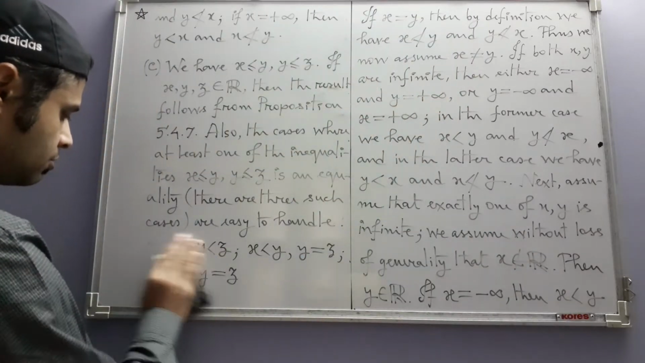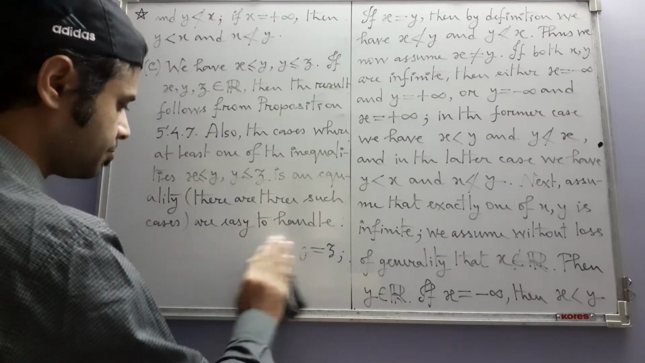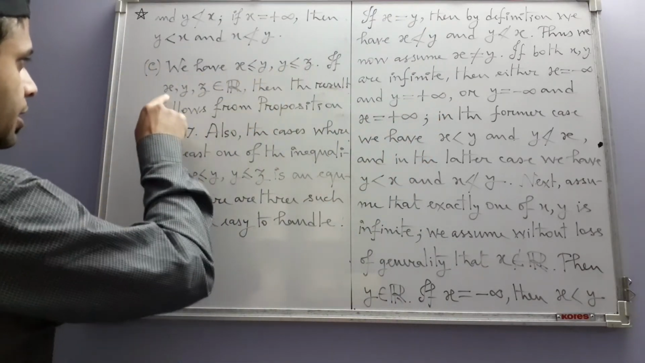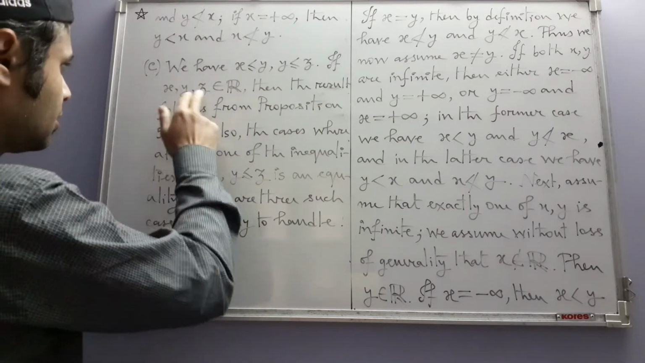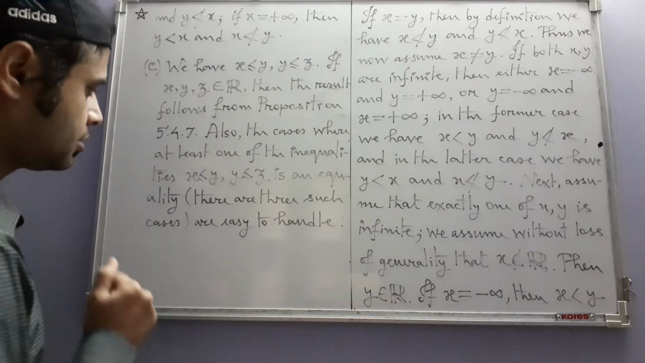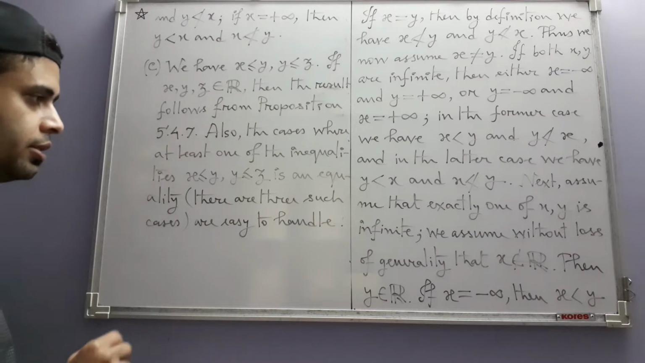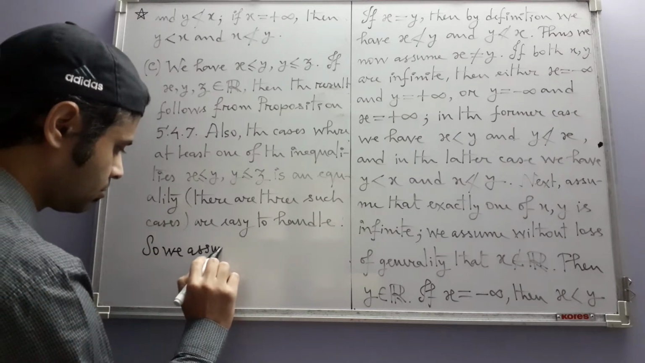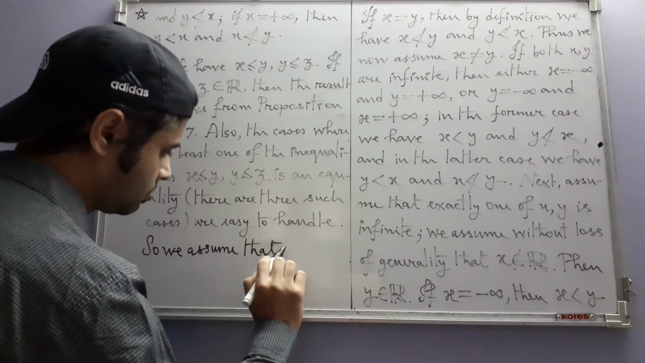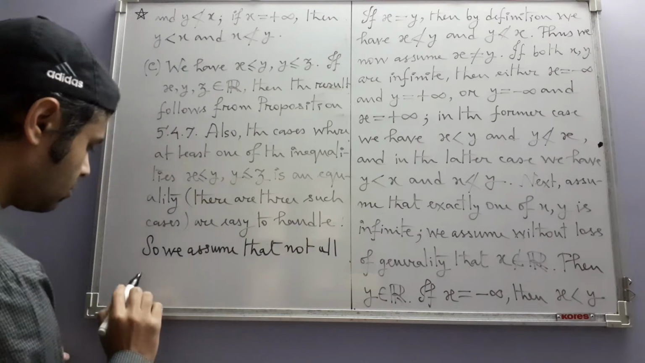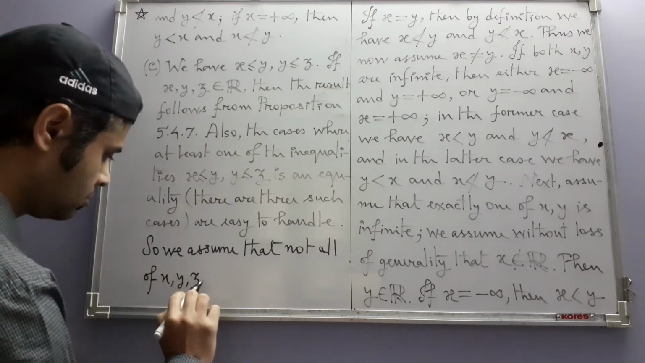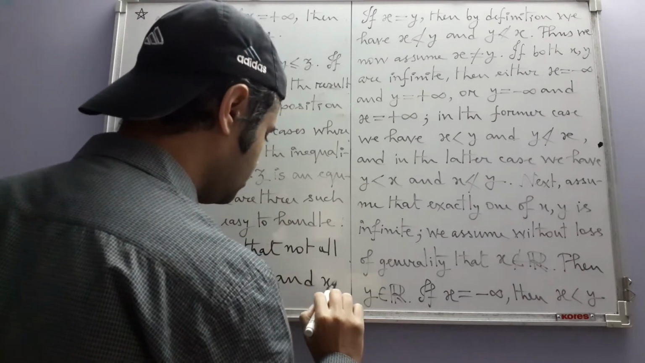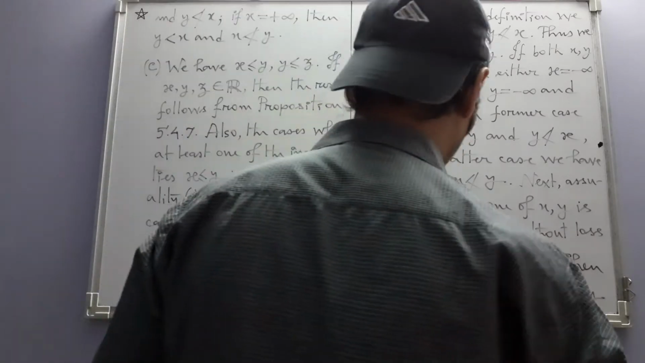Okay, so two things we can now say. One is that we can now assume that all three of these numbers, extended real numbers, are not real, and at the same time both of these inequalities are strict. So we assume that not all of these are real and x is less than y and y is less than z.